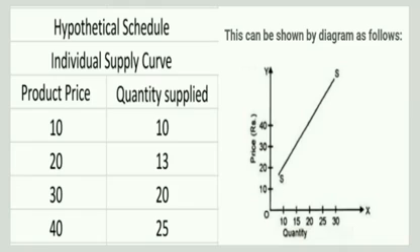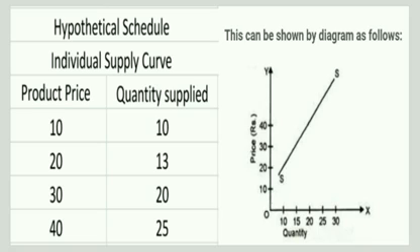This is pursued with a hypothetical schedule and a graphical representation. So have a look at it. Product price is 10 rupees, quantity supplied is 10. Product price rises to 20, quantity supplied rises to 30. Then product price is 30 and quantity supplied is 20. Then product price is 40 and quantity supplied is 25. So this marks that we are increasing on both ends, price and quantity supplied.